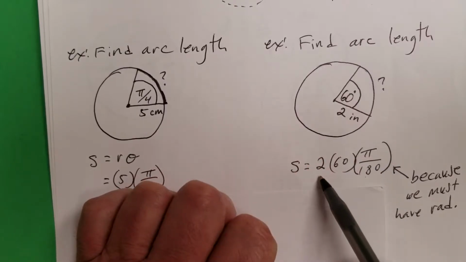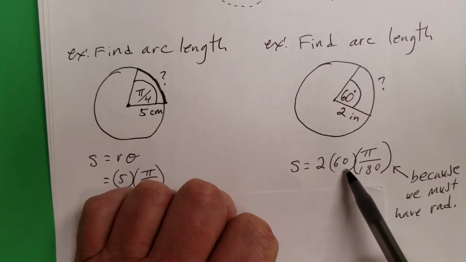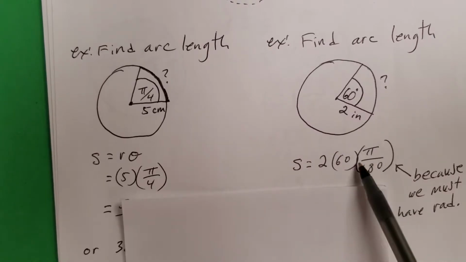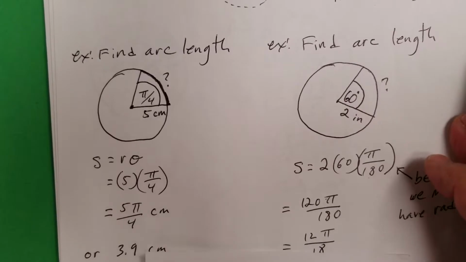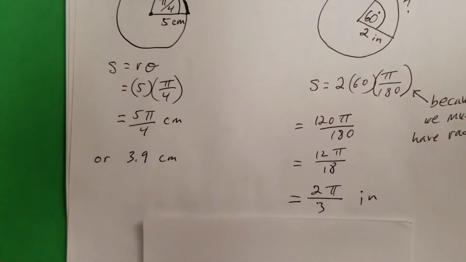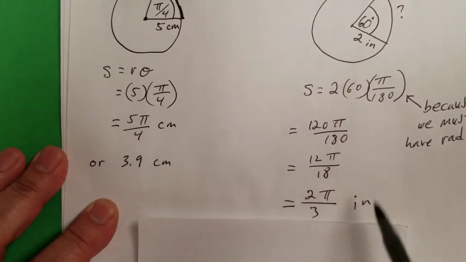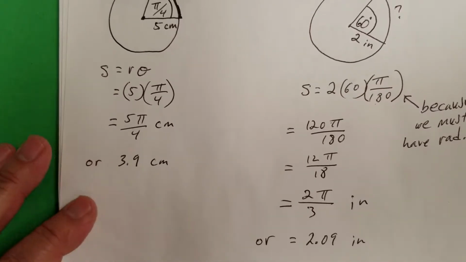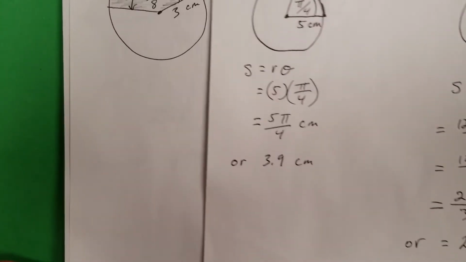So now you have the radius, the r, plus the angle in radians. So just hit the calculator: 2 times 60 times pi divided by 180. You get 120 over 180. Reduce. You can use the calculator if you want. Comes out to 2/3 pi inches. Since we're starting with inches, our answer is going to be in inches. Or you can change it to a decimal. That's how you find the arc length.